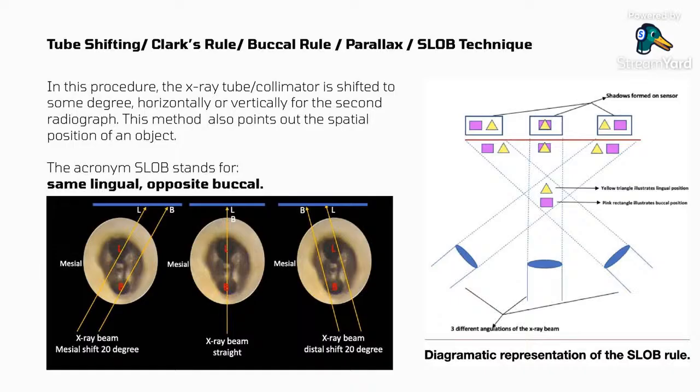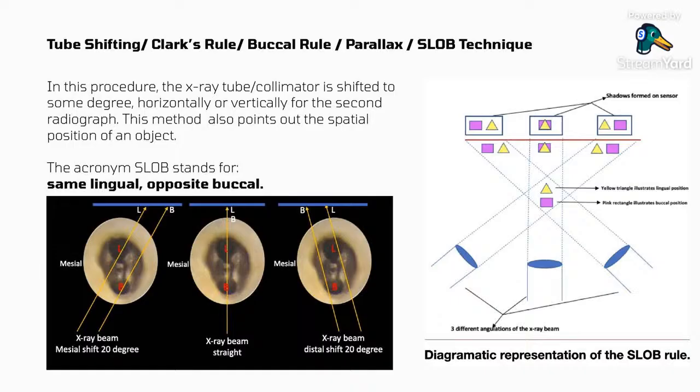What it means is that you shift the collimator to the distal side, and you make an exposure. When you make the exposure and you see that the yellow image is on the distal side and the pink image is on the mesial side, this means that the yellow object is lingually placed and the pink object is placed on the buccal side. So that is why same lingual. Wherever you're moving your tube and the object moves with it, that is lingual, same lingual. And the opposite will be buccal.